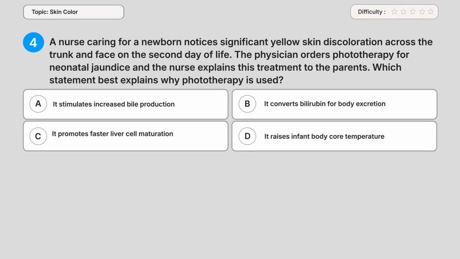4. A nurse caring for a newborn notices significant yellow skin discoloration across the trunk and face on the second day of life. The physician orders phototherapy for neonatal jaundice, and the nurse explains this treatment to the parents. Which statement best explains why phototherapy is used? A. It stimulates increased bile production. B. It converts bilirubin for body excretion. C. It promotes faster liver cell maturation. D. It raises infant body core temperature.